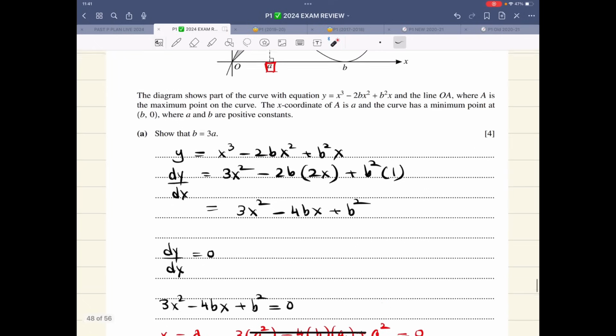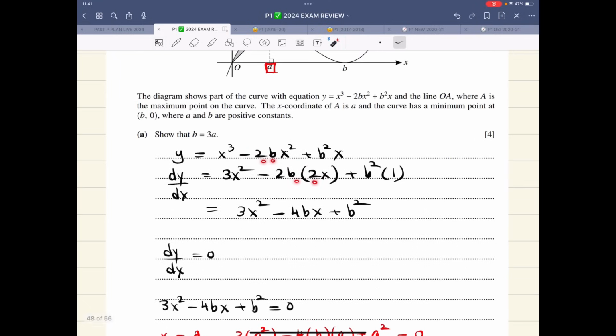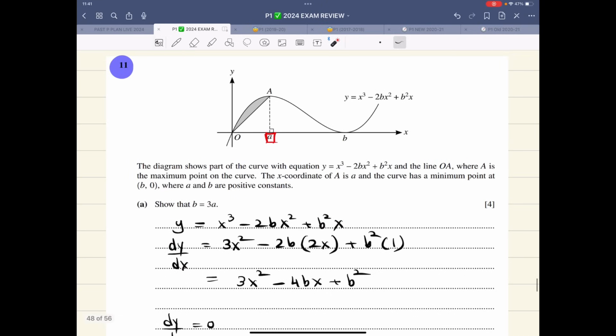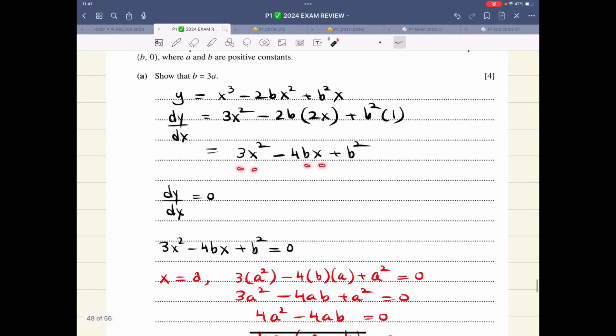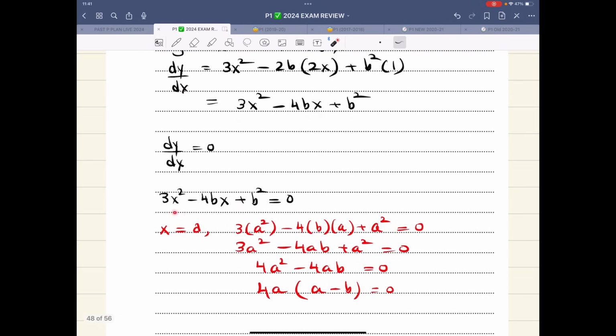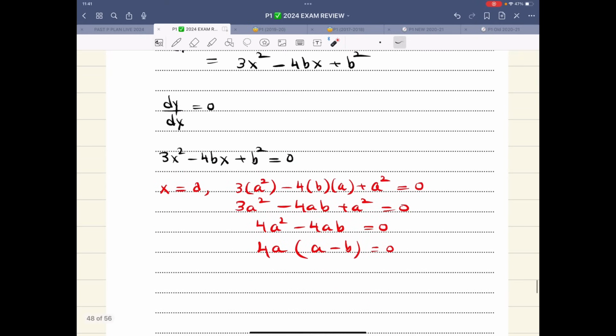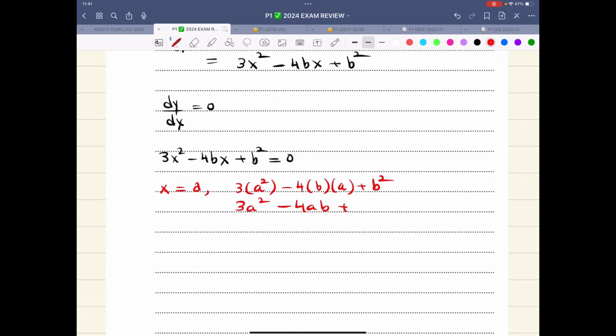Let me double check. So this is 3x squared, this is 2b into 2x, that's 4bx, that is perfect. This is b squared and x is 1. And this is 3x squared, 4bx, b squared, perfect. dy by dx is 0, 3x squared minus 4bx plus b squared equals 0. 3 into a squared, 4 into b into a plus, oh my bad, this is b squared. That is the mistake that I've done. So now let me correct myself all the way over here. So now this is b squared. This was not a squared. This is plus b squared equals 0.